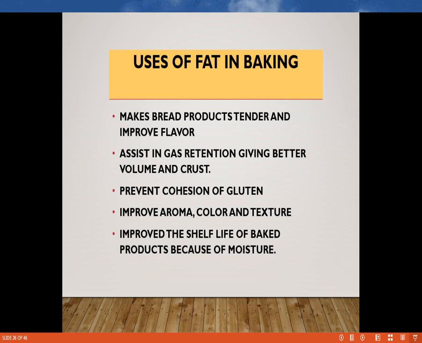Uses of fat in baking. It makes bread products tender and improves flavor, assists in gas retention giving better volume and crust, prevents cohesion of gluten, improves aroma, color, and texture, and improves the shelf life of baked products because of moisture.